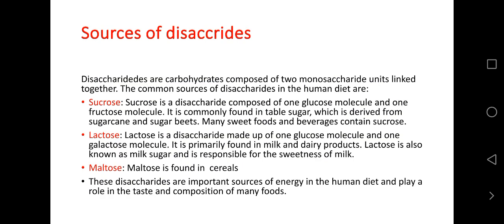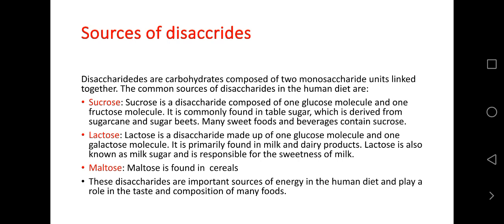Sources of disaccharide. Disaccharides are carbohydrates composed of two monosaccharide units linked together. The common sources of disaccharide in human diets: sucrose is a disaccharide composed of one glucose molecule and one fructose molecule. It is found in table sugar, which is derived from sugar cane and sugar beets. Many sweet foods and beverages contain sucrose.